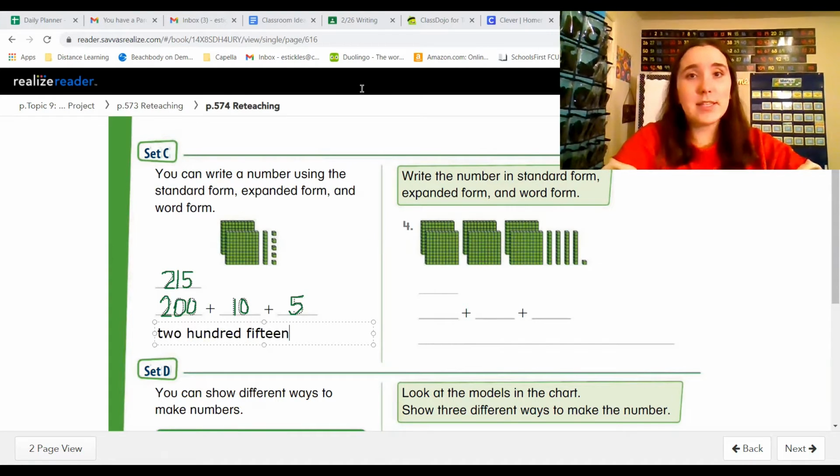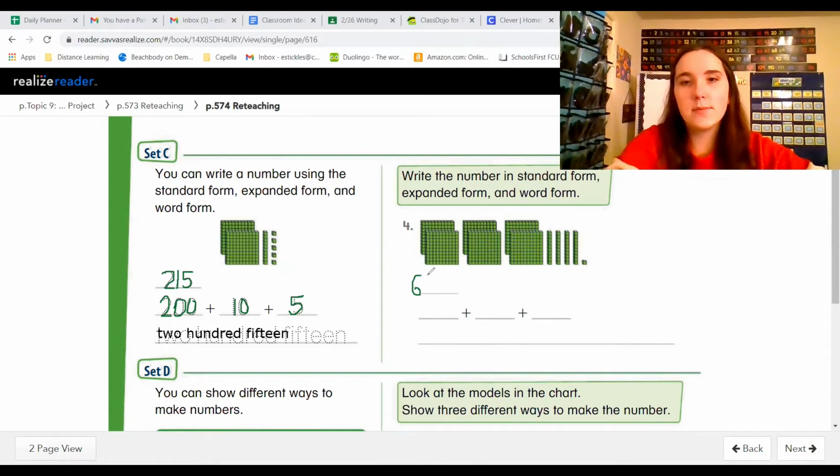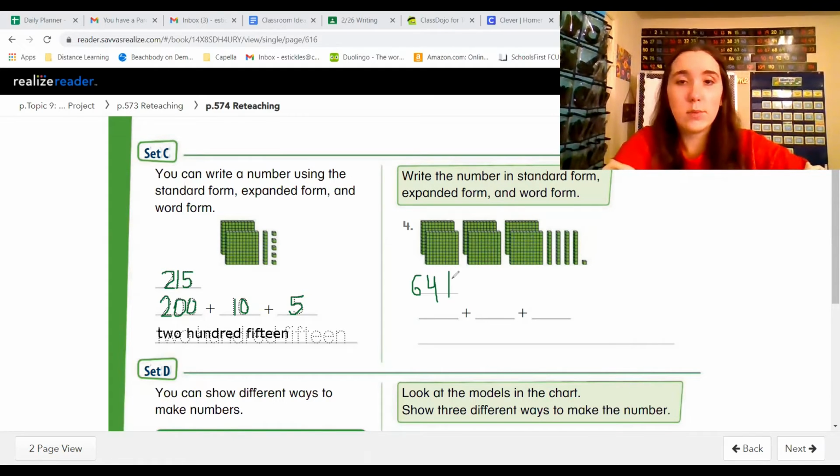Okay, our first step is going to be actually figuring out what number we're showing. So I have 1, 2, 3, 4, 5, 6 hundreds. I have 1, 2, 3, 4 tens, and 1 cube. So my number is 641, and that's standard form right there.